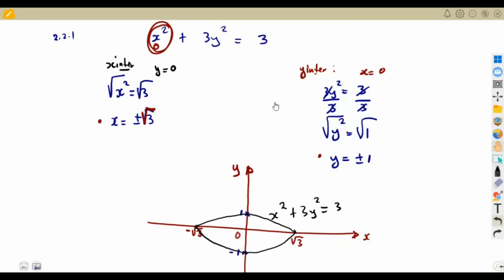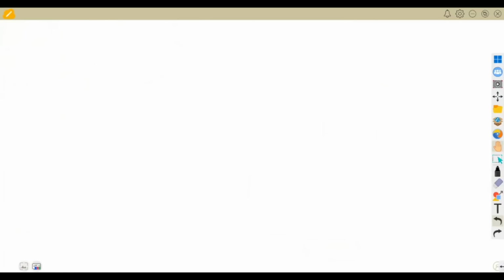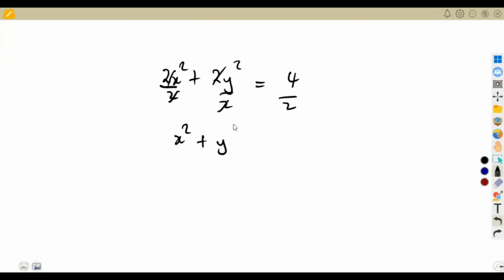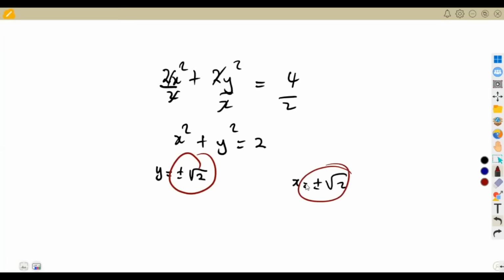So as you can see, you just have to be very careful how you are given your graph. If it was a circle, like I said, we must have same values. If it is 2x² plus 2y², maybe it's equal to 4, whatever you're given, so that if you divide by 2, you are going to have x² plus y² is equal to 2, whereby we can have our circle. The y-intercepts are at plus or minus the square root of 2, and the x-intercepts are also at plus or minus square root of 2. You have same values for the y-intercept and for the x-intercept.